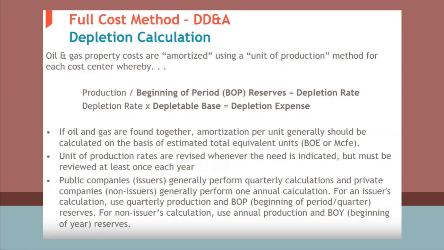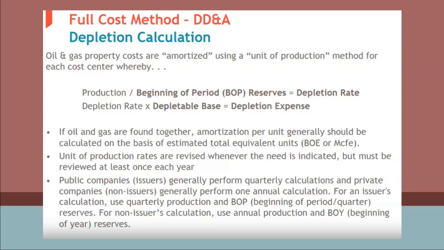The first aspect of this calculation is you need to figure out what the depletion rate is. The depletion rate is calculated by taking the current year production, so all the reserves that the company pulled out for that year or that period, divided by the reserves that they expected to get at the beginning of the period. We'll get into that a little bit later. Once you get that depletion rate, you multiply that by the depletable base. Depletable base, high level, is all your capitalized costs, net of accumulated DD&A. Multiplying those two factors together gives you your depletion expense.